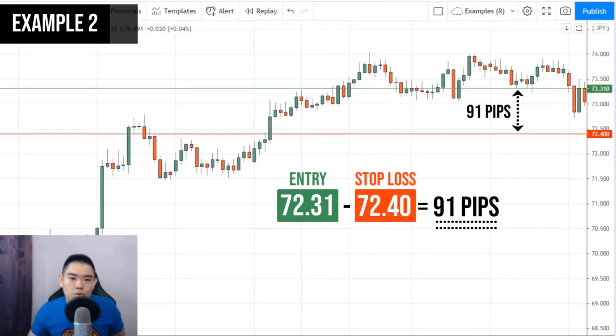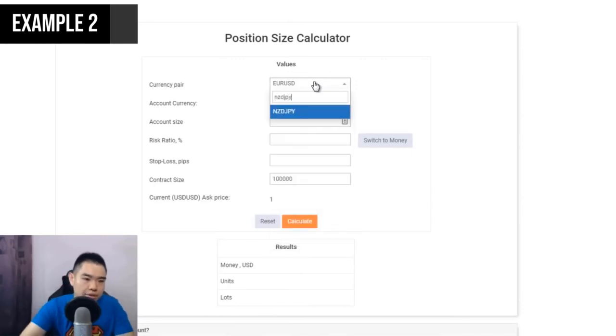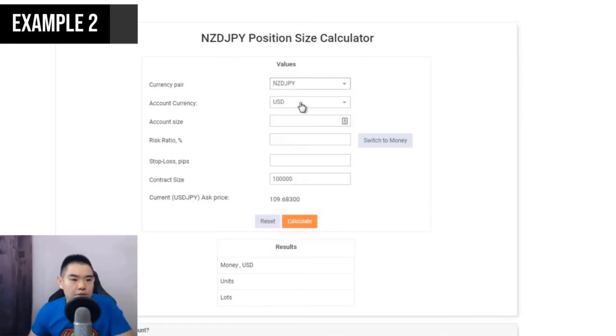So now the question is, how many units of New Zealand yen can we buy such that we don't lose more than 1% of our account? So time to revisit your position sizing. Let's say currency pair is New Zealand yen. Type in New Zealand yen. Account currency, let's keep it as USD. Let's say your account size is $10,000, risking 1% on each trade. Your stop loss, as mentioned earlier, is about 91 pips. Calculate. It tells you that you can buy 0.121 lot, which is about 1.2 mini lots.